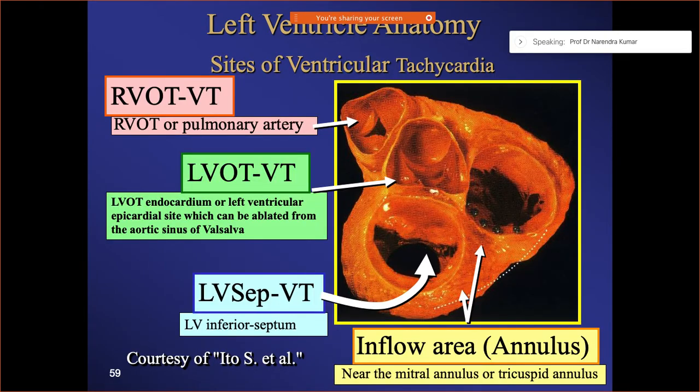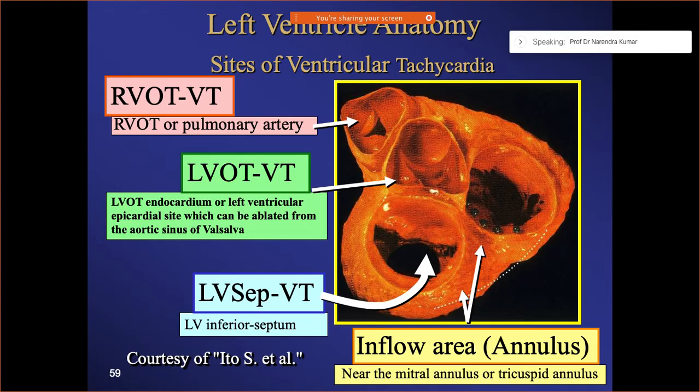So this is again another beautiful cross section. Different areas are marked well: RVOT VT, LVOT VT, the LV septal VT, and the inflow area. The inflow area is the one close to the mitral annulus or the tricuspid annulus. So what happens is the left and right sided VTs. The LV is the site for a lot of VTs as well.